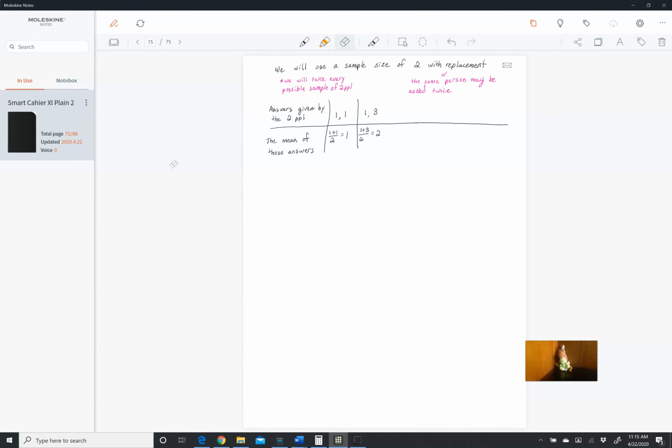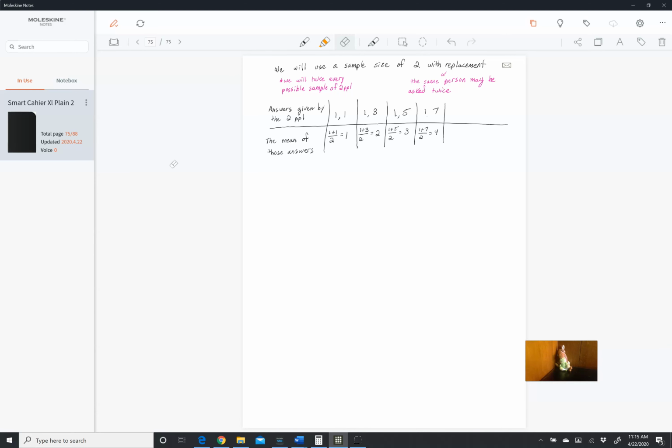2 hours. Then we take another, and the order of this doesn't matter. We're doing it in a very logistical order, just so that we don't miss any of the different possibilities. So we take another random sample, and we have 1 and 5 as the answers. If we do 1 plus 5 over 2, we get 3. Then we have 1 and 7. So 1 plus 7 over 2 gives us 4. That's all of the samples where the first person is the person who says 1.